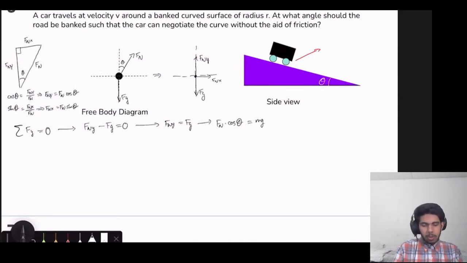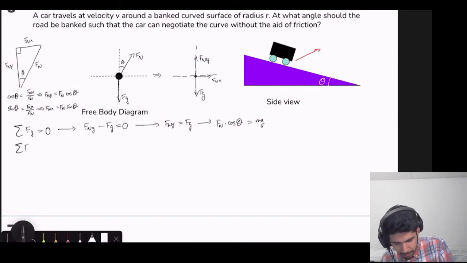And okay, well, we can sort of solve for theta here, right? But we still need to figure out what Fn is. We have m. Well, we don't really have m, but we have g. So it seems like we didn't really get that far. But that's okay. We still have another direction to sum the forces in.